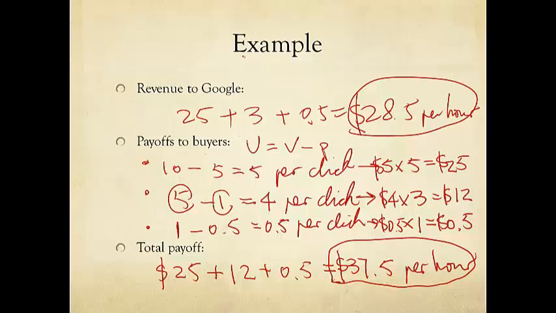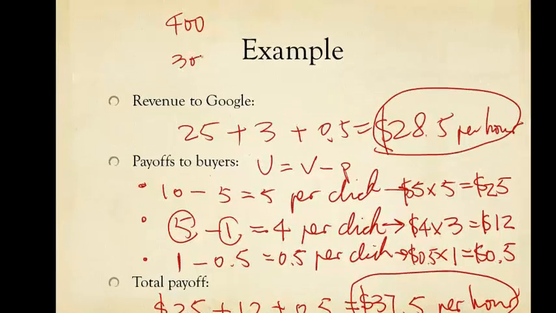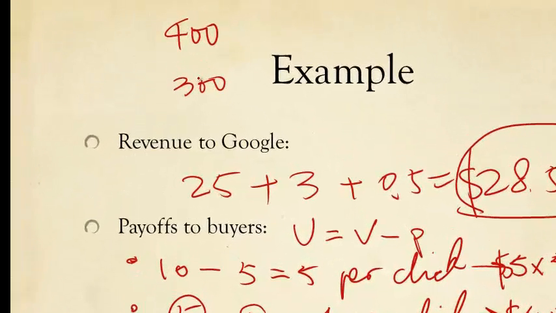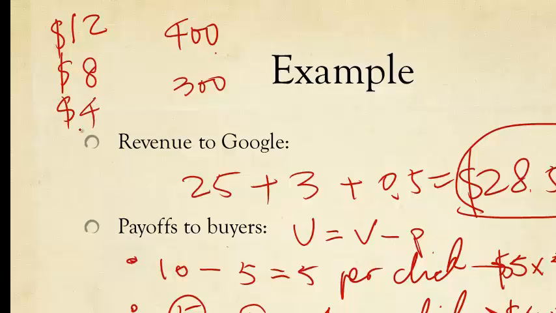Okay, so here's a very simple example. We can write it in the margin of the slide. Let's say there are just 2 ad spaces. Top one gets 400 clicks per hour, next one gets 300 clicks per hour. Both are pretty powerful, but the first one's slightly better. And there are 3 bidders, 1, 2, and 3. Their valuation, which is the number of dollars per click expected, is $12, $8, and $4 respectively.